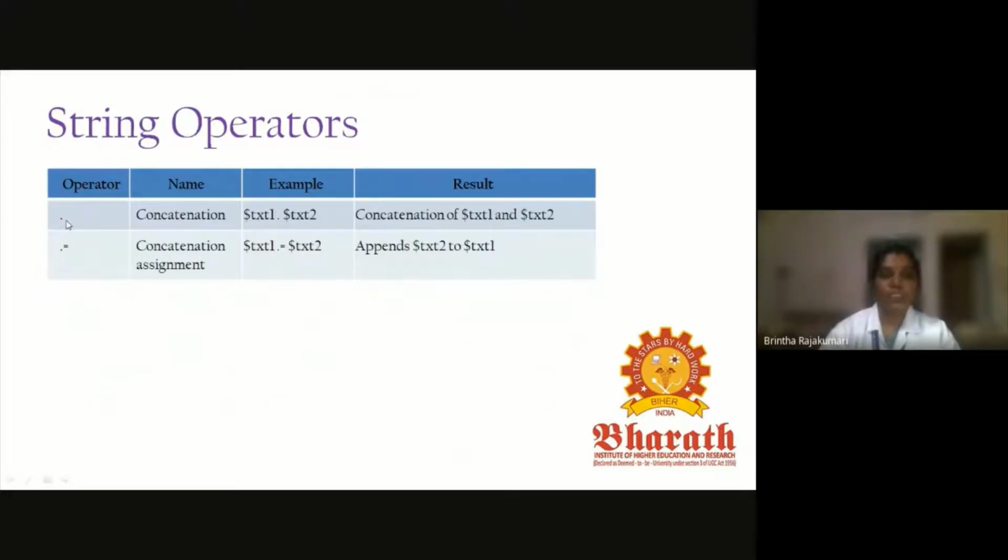See the string operator, dot, used for concatenation. Okay, so in an echo statement you can use dot to combine more than one argument, right? Okay, concatenation operator. See here, used two variables, okay, concatenated. Then see the concatenation assignment operator. Okay, so this one appends text to dollar text one. Both are variables only, right?